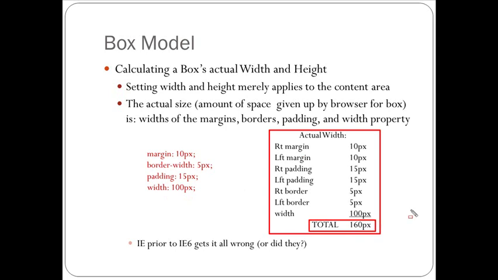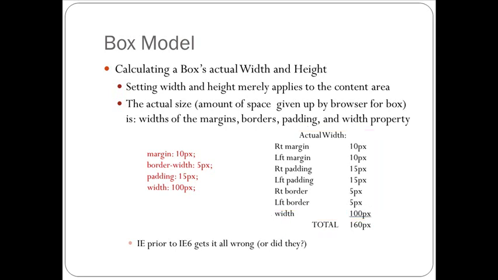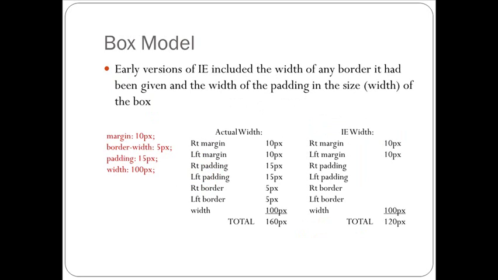We could add a height here and apply this the same way in order to gather the height. The only thing that would be different, if we set a height of 200 pixels, is that this would be 200 instead of 100, because we'd be using the height instead of the width. For IE6 and earlier, everybody kind of thought that they had it all wrong. Or did they? What happened with IE6 was that IE included the width of any border as well as the width of any padding in the actual size, the width of the box.